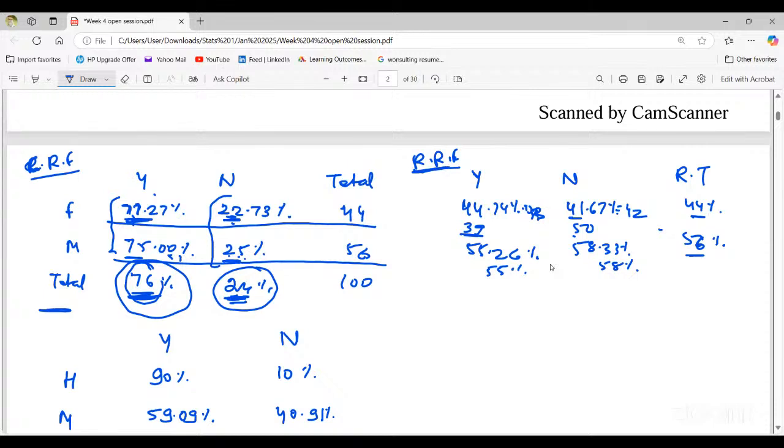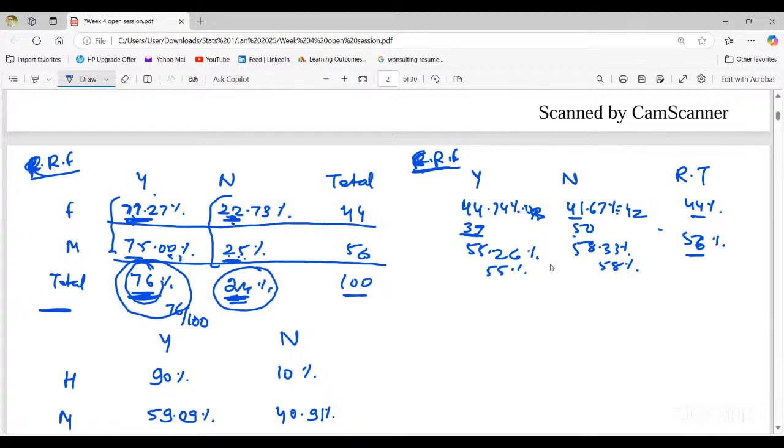Just a second. No, it's correct. This is row relative and this is the column. See, here we are calculating the 76%. It is 76 divided by 100, right? So we are dividing it by the row total, correct? Yes, ma'am. So this is row relative frequency and this is column relative frequency.